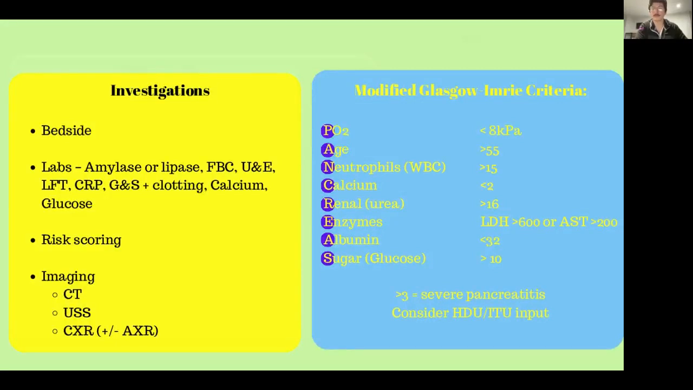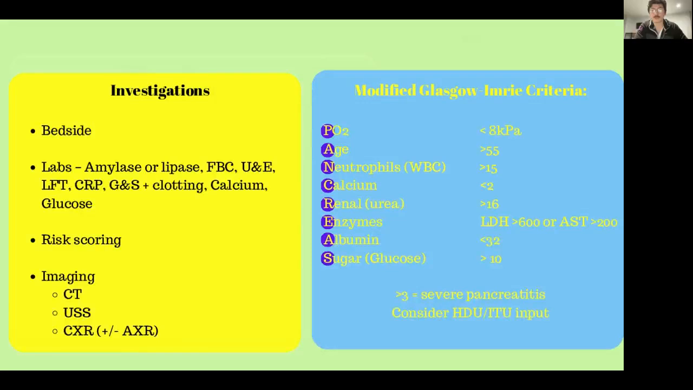The modified Glasgow scale is quite a widely used risk stratification, because pancreatitis can be severe. It can require HDU or ITU input early on, so this aids and guides that decision. Quite nicely, you can remember it by the acronym PANCREAS. Pancreatitis has all the best acronyms.